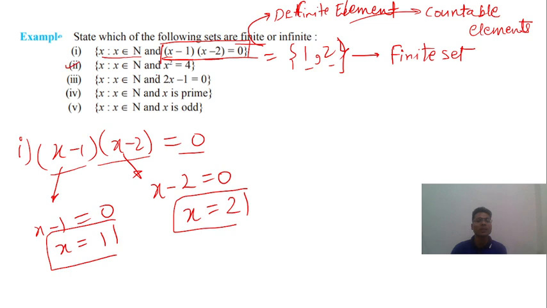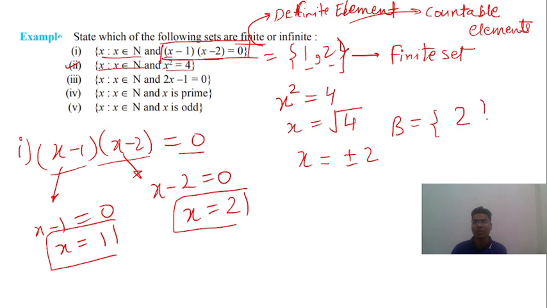Coming to question number two: x is a natural number such that x squared equals 4. We send the square to the other side, which becomes the square root of 4, giving plus or minus 2. So we write set B as only {2}, because negative 2 is not a natural number. So question number 2 is also a finite set.